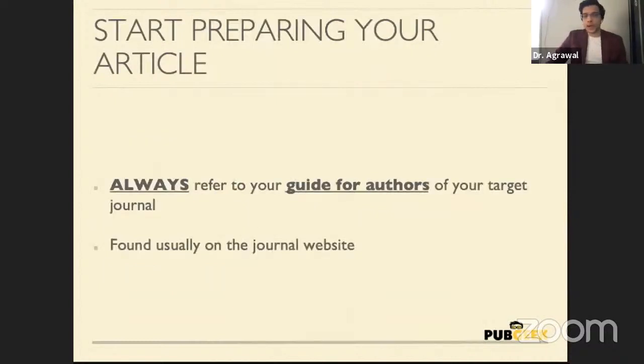So once you have your journal decided, you have a few journals in your mind, you can start preparing your articles. Always refer to the guide for authors of your target journal. It gives you information about what they expect from you, how many words, whether the abstract needs to be structured, non-structured. We talk about what that means in a second. But it lists out all the specifications, right from the subheadings that you need in your paper to the style of references that they are looking for, right?